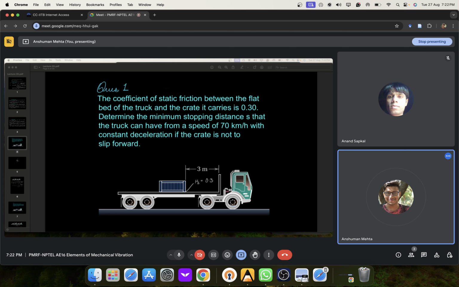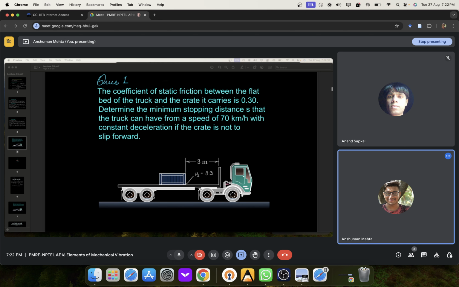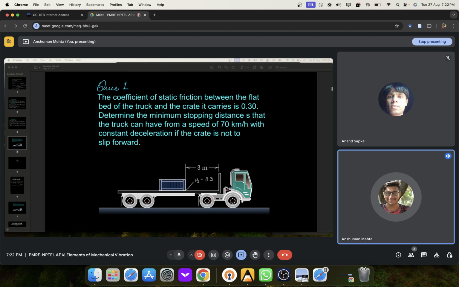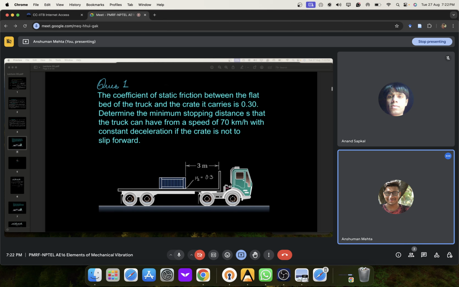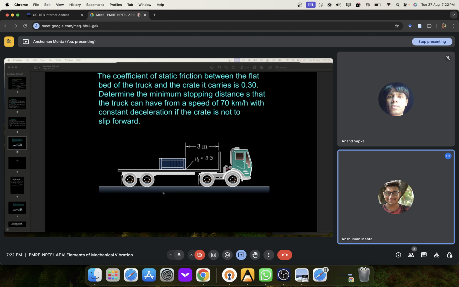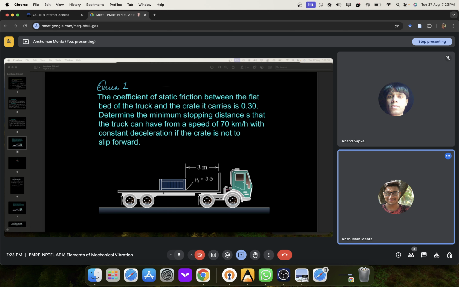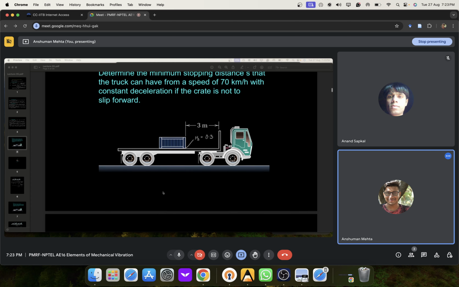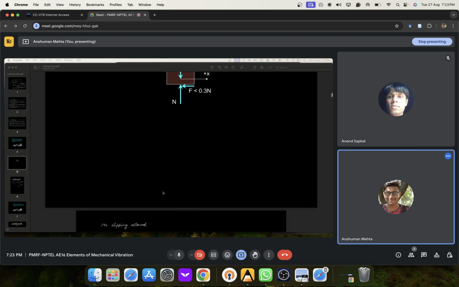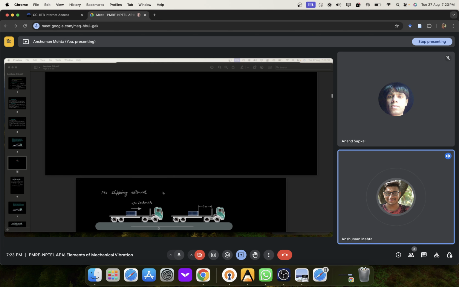So let's first study the whole scenario. So we have this truck. So first let's draw a surface.